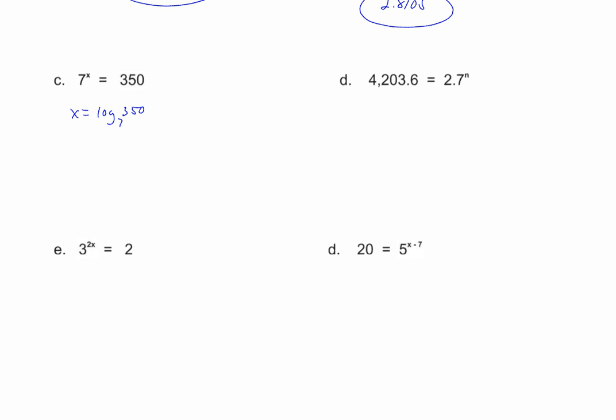By the way, it doesn't hurt to ask, does my answer make sense when you're doing these things? 7 to what power has to be 350? 7 squared is 49. I don't even know what 7 cubed is, but you got to be in that ballpark. So 3.0104. Anybody concur?